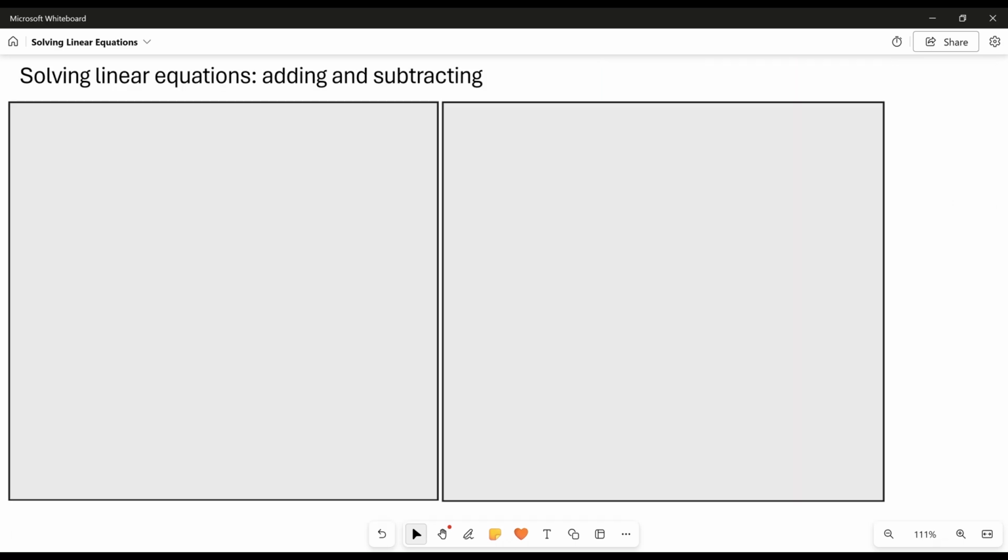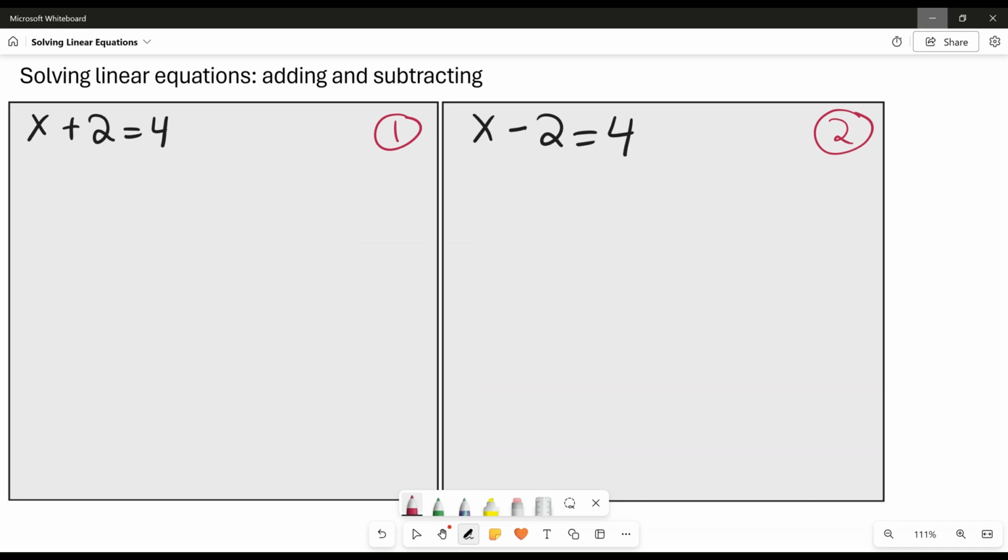We're going to start with linear equations that have addition and subtraction. Let's look at equation 1 and 2. Equation 1 is addition, where x plus 2 is equal to 4. Equation 2 is subtraction, where x minus 2 equals 4. Let's start with equation 1.